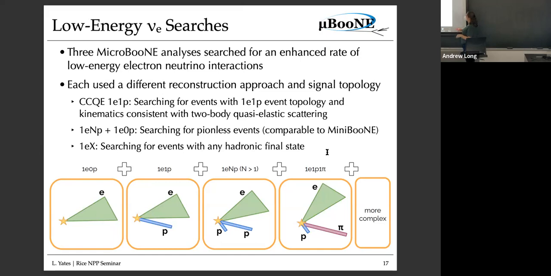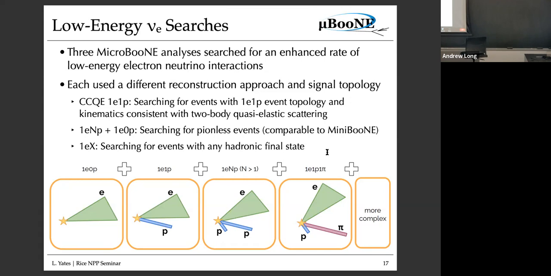So there are three analyses. Each uses a different reconstruction approach and a different signal topology. First there's the CCQE 1e1p search, which is searching for events that look like this: 1e, or one electron, and 1p, one proton. So it's a pretty simple topology. This topology primarily comes from what we call charged current quasi-elastic interactions, where the neutrino is effectively scattering off a single neutron in the nucleus in an elastic-ish way, up to the fact that the neutron is bound. So it also has this two-body scattering kinematic topology that is very powerful in terms of helping to reject backgrounds that might look like this in a picture but not have the right kinematics.